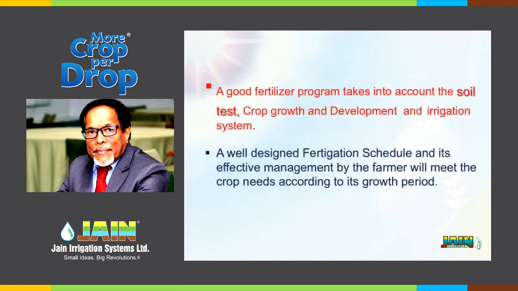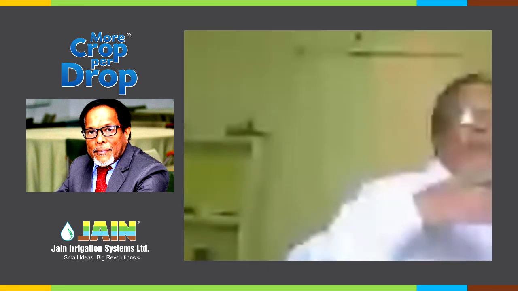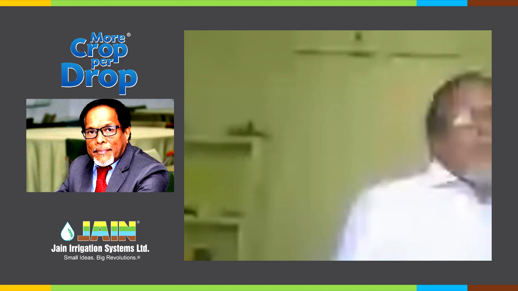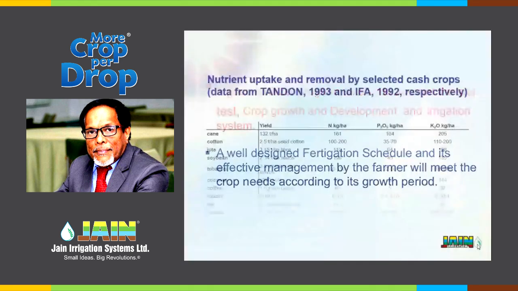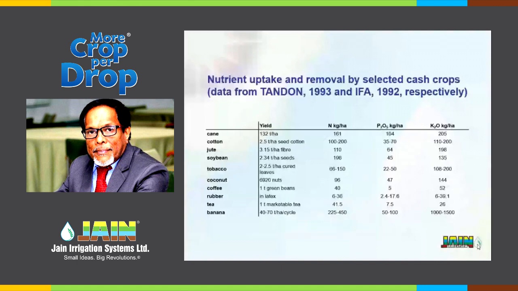Now, a good fertilizer program takes into account the soil test. Again, we are coming to square one. I even cited the WHO recommendation for coronavirus: test, test, test. Test and test your soil. We need to know what is available in the soil, then only can we add more. Crop growth and development and the irrigation system, we should know. A well-designed irrigation schedule and its effective management by the farmer will meet the crop need according to its differential need at different stages of growth. That's what precision farming is. If you can make that happen, that's precision farming. You get high yield and high income. Okay, in India, basically the problem is that for many of the crops, we don't have sufficient data on this.